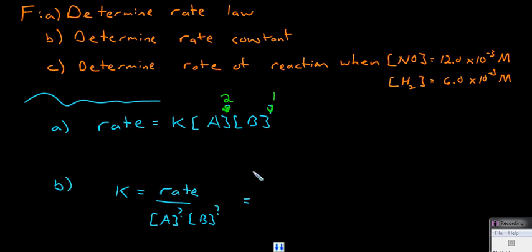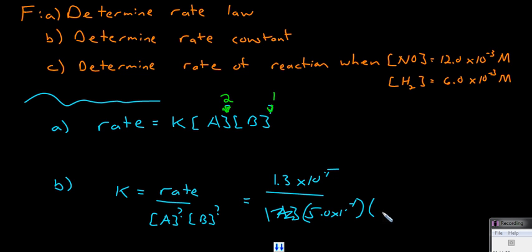And you might find then that the rate, which was 1.3 times 10 to the negative 5 in this case, and then divide by the concentration of A, which was 5.0 times 10 to the negative 3, and then squared, times 2.0 times 10 to the negative 3 to the first power. That should give us then that the rate constant is 260.